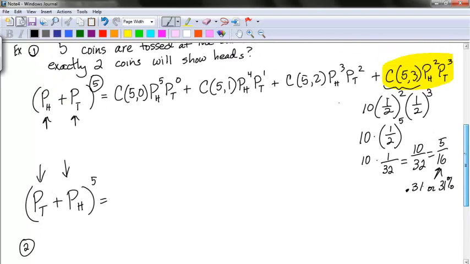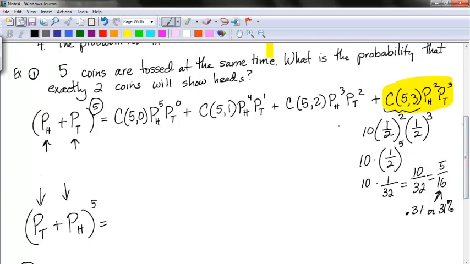Oh, let's go back to this a minute. If I had changed the words in this problem, if I said, what's the probability, this one says the probability that exactly 2 coins will show heads. What if I said, what's the probability that at least 2 coins will show heads? Doesn't that mean 2, 3, 4, or 5 coins show heads? So then I would have to figure out each one of these and then add all 4 of them together. Okay, so key words in there, like at least, makes a difference.